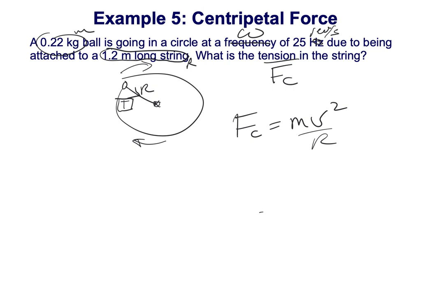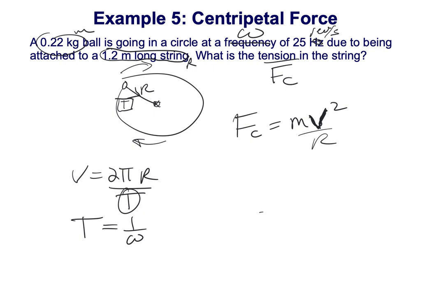Okay, but again, I don't have the v. I gotta do this again. I don't have the v, so v equals 2 pi r over T. But I don't have T either. I have omega, so T equals 1 over omega. I'm going to substitute that in.